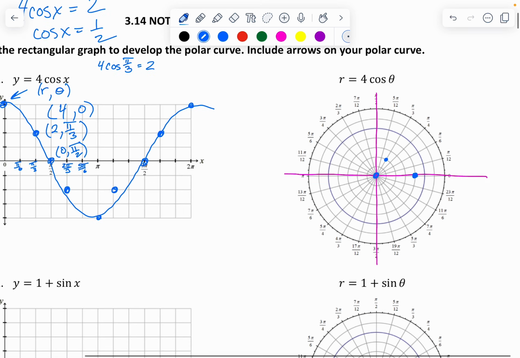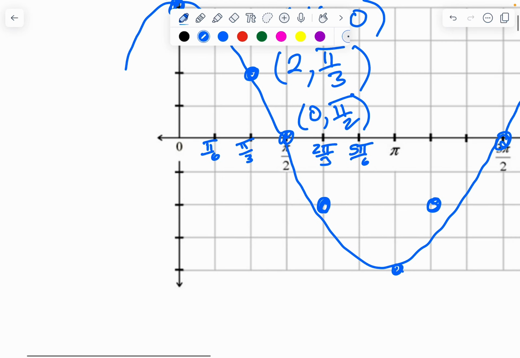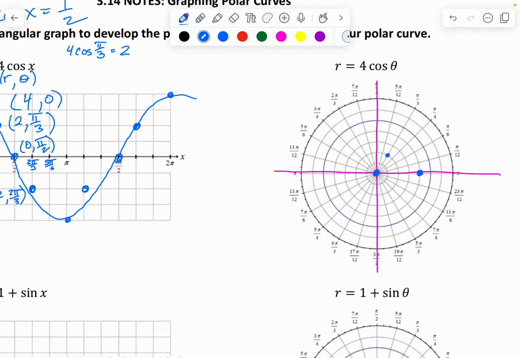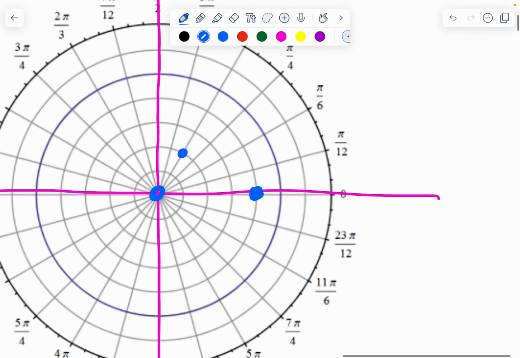Then at 2 pi over 3, this point here has a radius now of negative 2. This is a refresher from last class: instead of going this direction deeper into quadrant 2, we have to turn around and go negative 1, negative 2. And so that is the point there in quadrant 4.